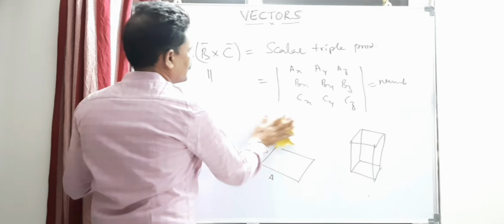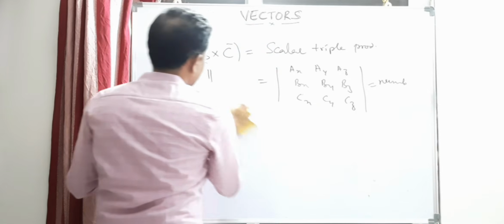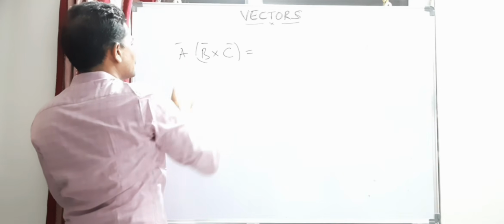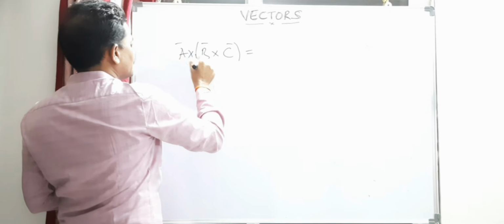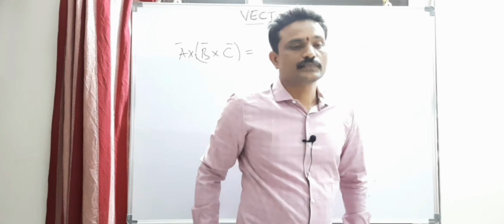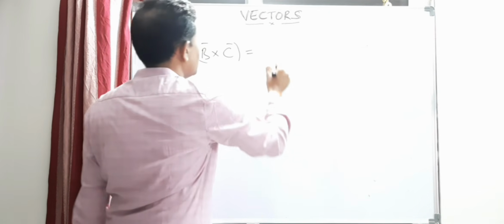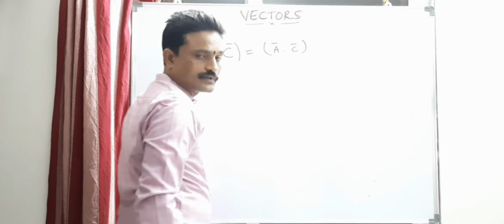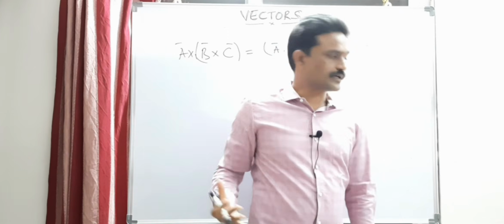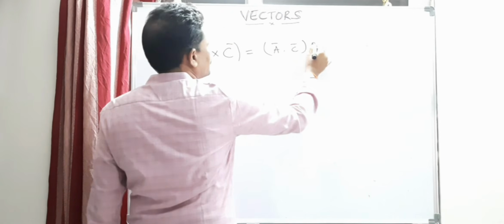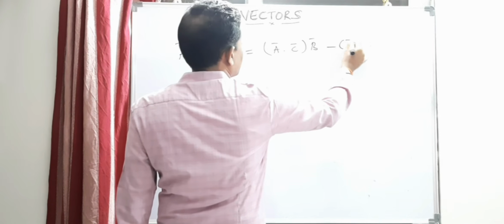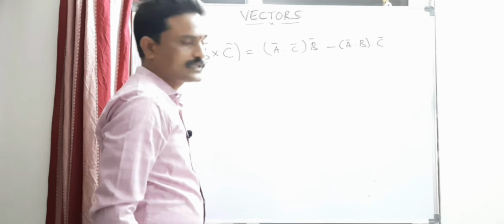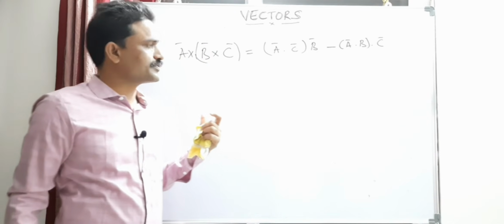Now what about vector triple product? For vector triple product, the only difference is that here also you will put cross. This is called vector triple product. Is it clear? And its value, we write it as A dot C into B minus A dot B into C. Is it clear?